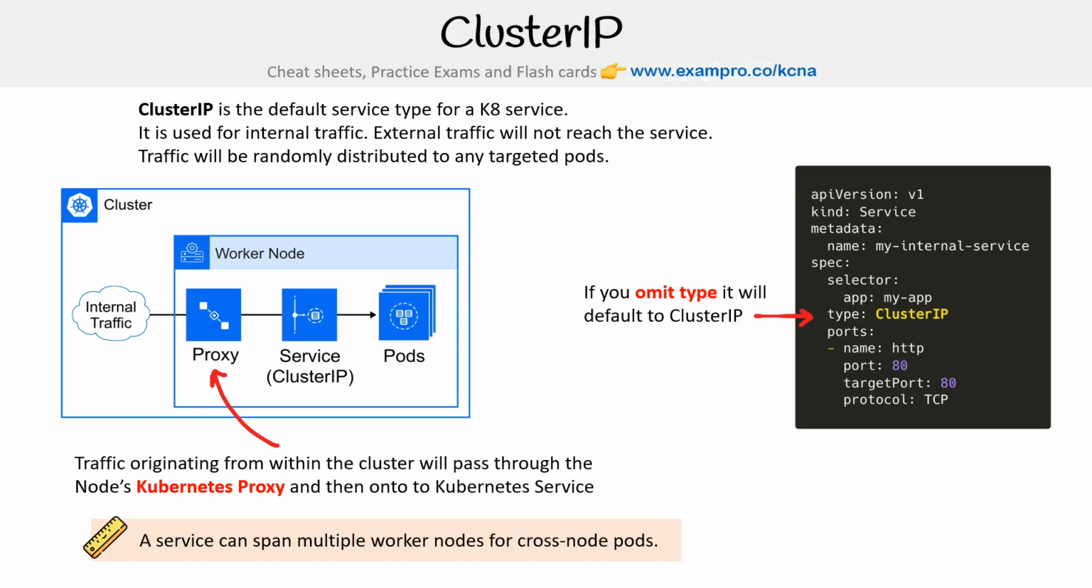A service can span multiple worker nodes for cross-node pods, and that is not just specific to cluster IP. That's all of them, which I should have mentioned in the service section there.